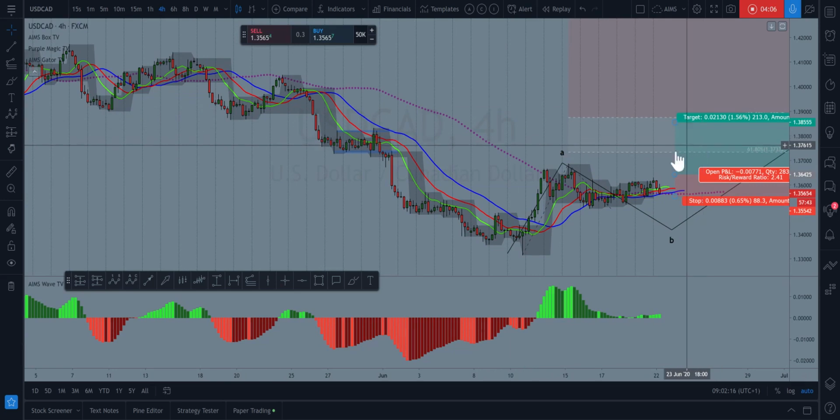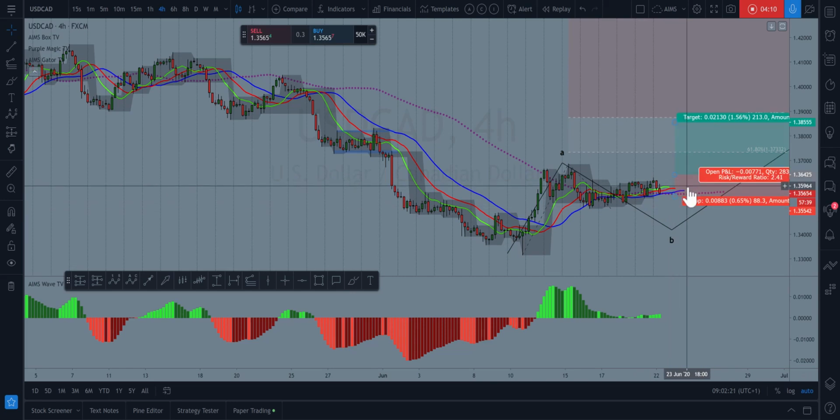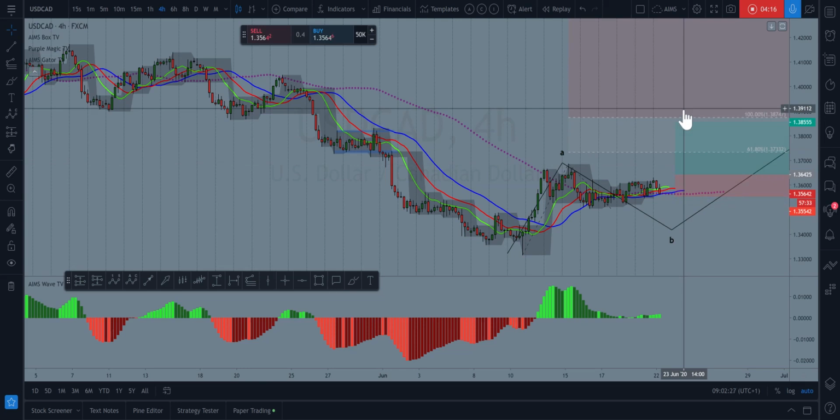So we'll see how it goes. And depending on what happens in the next few hours or candles, we will either put these ideas into action or abandon them.